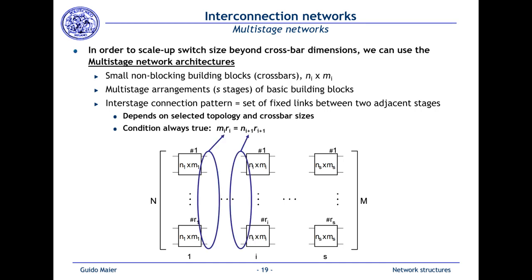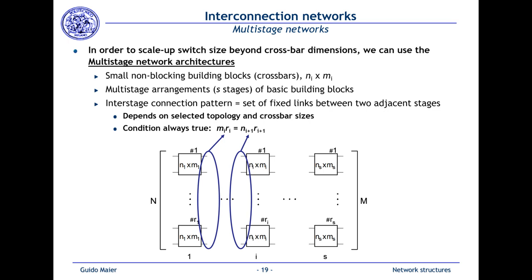However, in the general case, you have immediately one condition that must be satisfied by each interstage link pattern. In the interesting case, each outlet of a stage must be connected to one and only one inlet of the next stage. So if you take the total number of outlets of stage I, this must be equal to the total number of inlets of stage I plus 1. This means that small m sub I multiplied by r sub I must be equal to small n sub I plus 1 multiplied by r sub I plus 1.